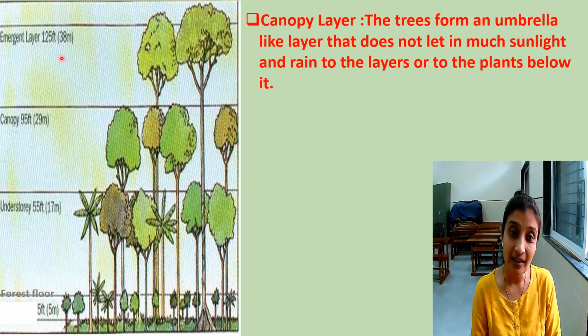After the emergent layer, the next layer is the canopy layer. Canopy layer means the upper branches of the trees in a forest. This layer is below the emergent layer. The trees in this layer form an umbrella. Okay, can you see this, children? These trees do not let in much sunlight and rain to the layers below it. The height of the trees in this layer are 95 feet.